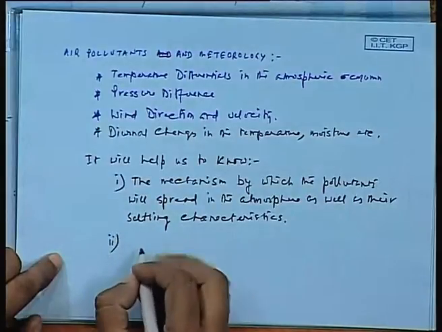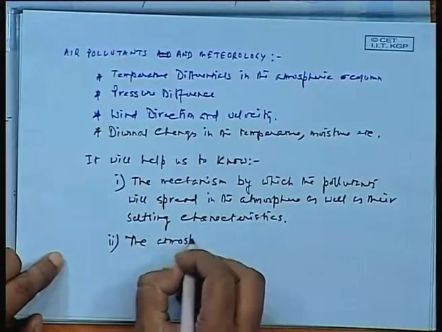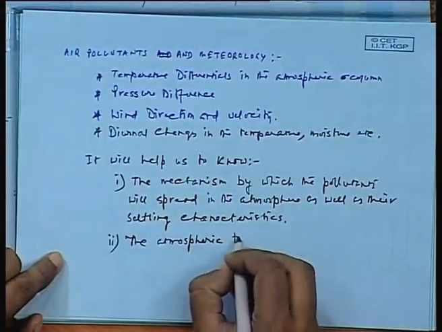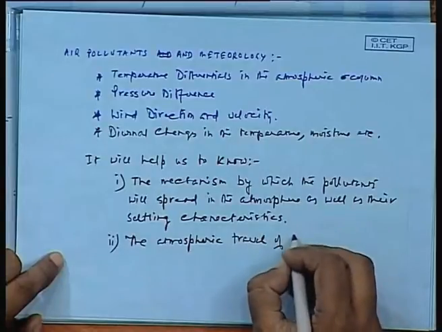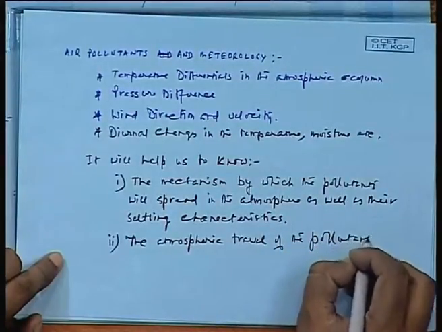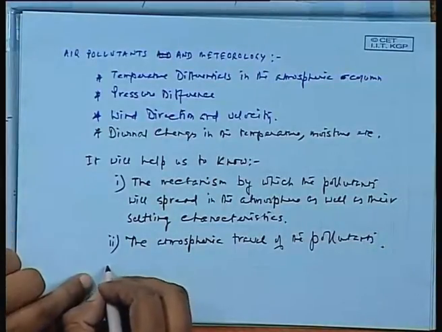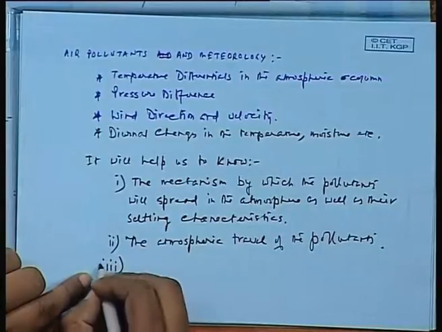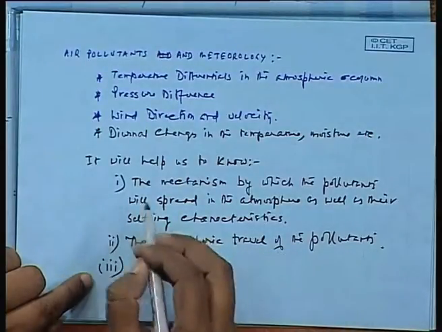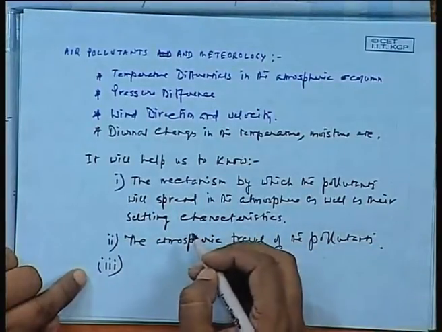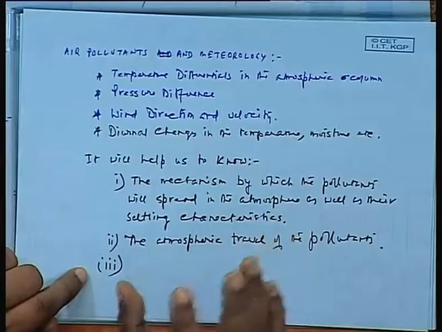right? Secondly, another important thing that we can find out is the atmospheric travel of the pollutants. So the first thing you can see is the mechanism by which the pollutants will spread in the atmosphere as well as their settling characteristics, how they would settle and how they would travel. These two things are of extreme importance to us.